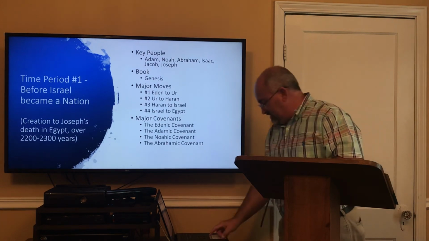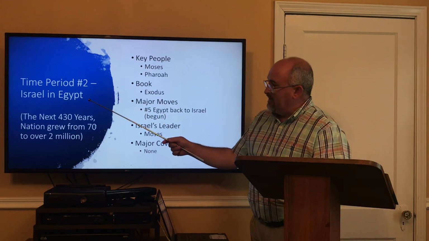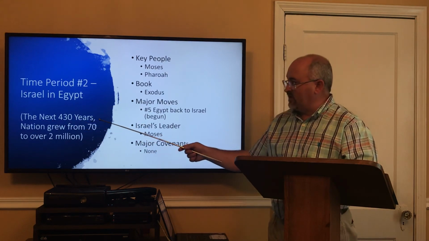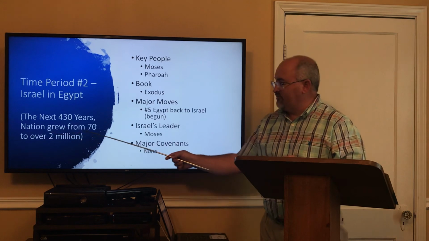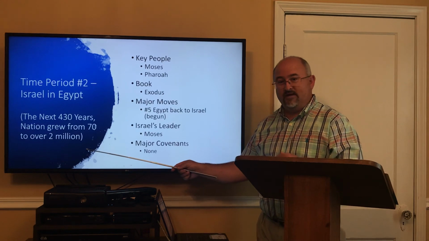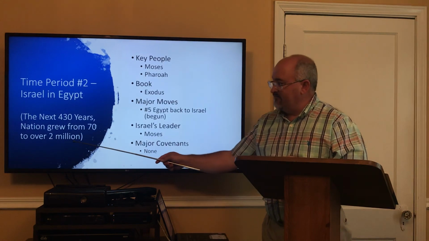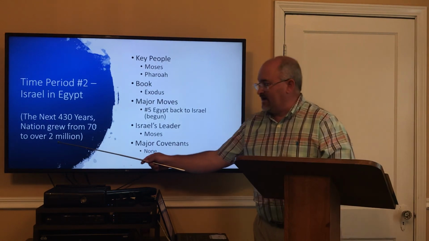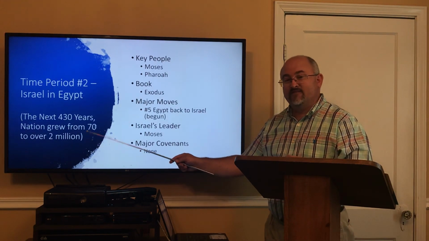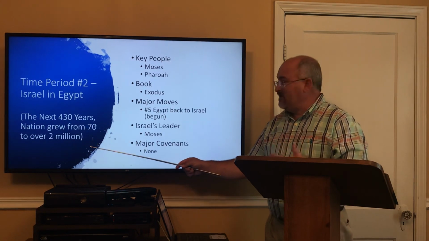All right, now let's go to time period number 2. All right, time period number 2, Israel in Egypt. This was the next 430 years. The nation grew from 70 people to over 2 million. Okay? Now, as a result of this rapid growth of the population of the Israelites, Pharaoh became afraid of them. And he began killing the firstborn son, or all of the male children of the Hebrews.